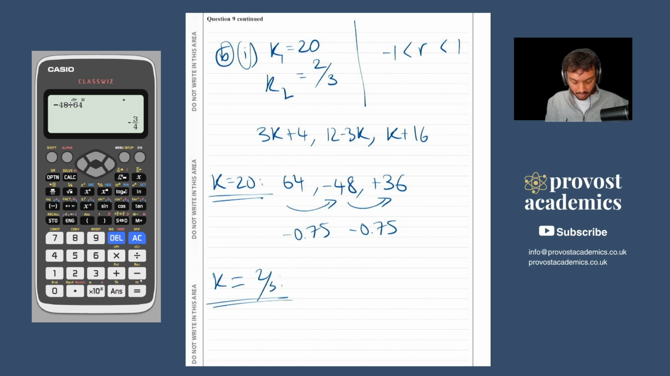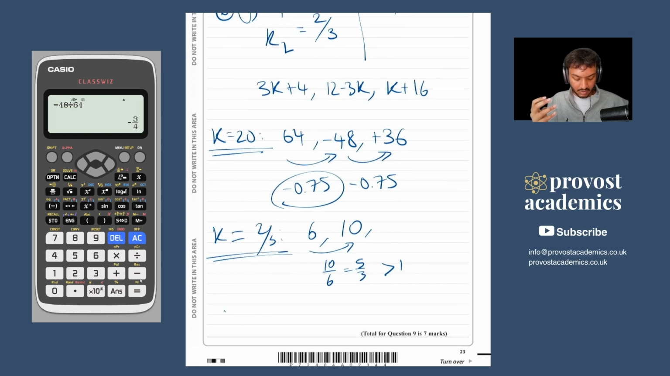For k equals 2/3, the first term is going to be 6, and the next one is going to be 10. I'm not going to bother finding the next one because I can look at the ratio. That's 10 over 6, which is 5 over 3, and that is greater than 1. So in this case your answer needs to be k equals 20, because r equals minus 0.75, and it's between minus 1 and 1.